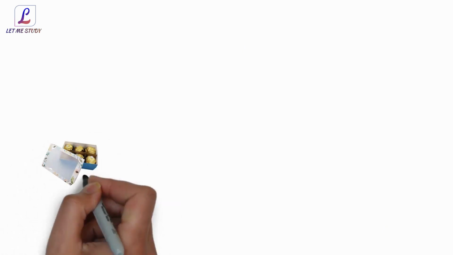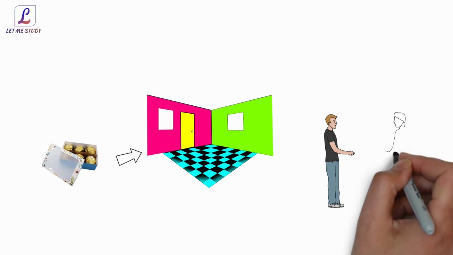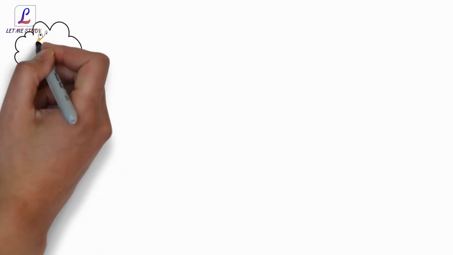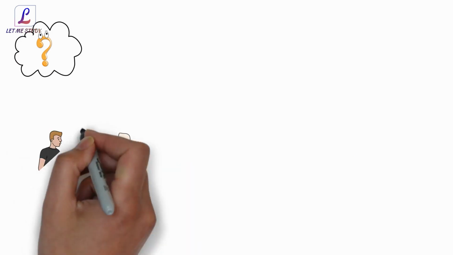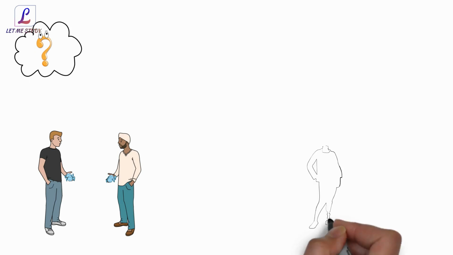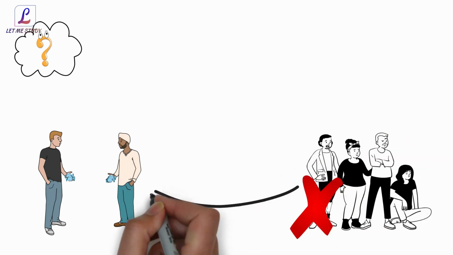Suppose there is only one chocolate box in a room, and it is ruled that each person can share or take only 2 chocolates in a day. What happens if this rule is not followed, and each person is taking more chocolates than decided? In this case, few people will not get the chocolates, while others will have some extra.